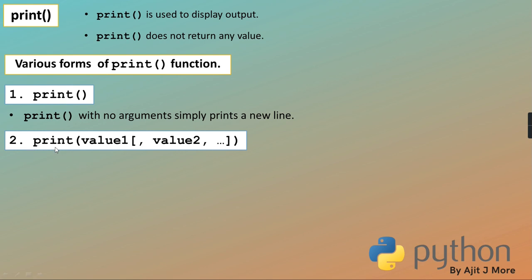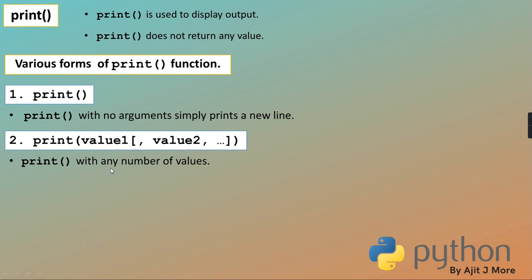Now this print will display all these values one after another, value 1, value 2, value 3, with a space in between. Every value is separated with a space. And at the end, by default, a new line. These values, I told you yesterday, can be a literal value, that is a constant value, a variable, an expression, a call to some other function, anything. Clear? You can use any type of value.